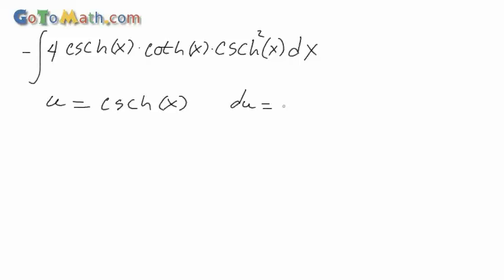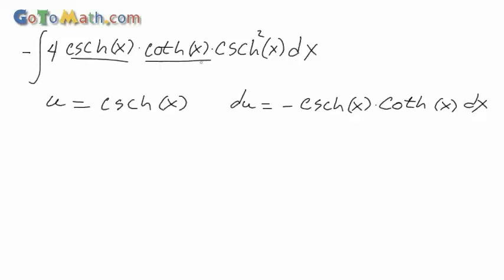and that derivative is actually negative hyperbolic cosecant of x times hyperbolic cotangent, and then dx right here. All right. So you notice we have a negative. Let's see. We got hyperbolic cosecant, hyperbolic cotangent here. So we have both of those. We have the dx, and we even have a negative out here. How convenient. So that means that this, and this can all get replaced, right?